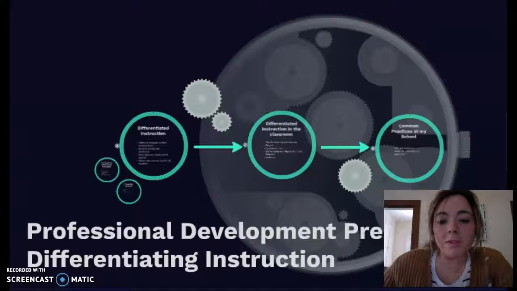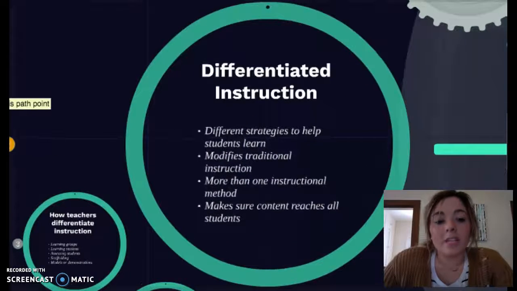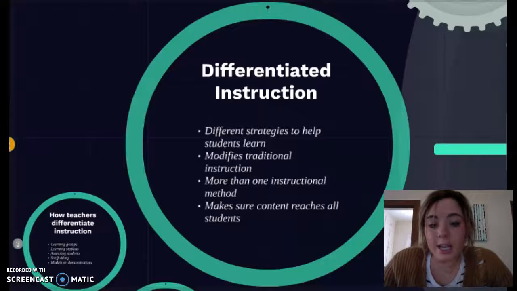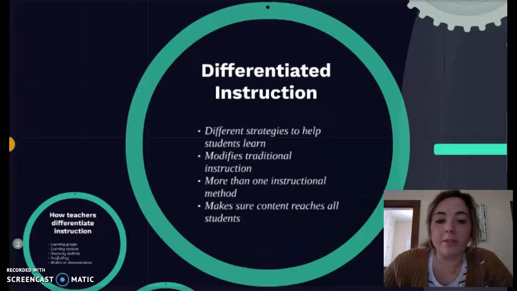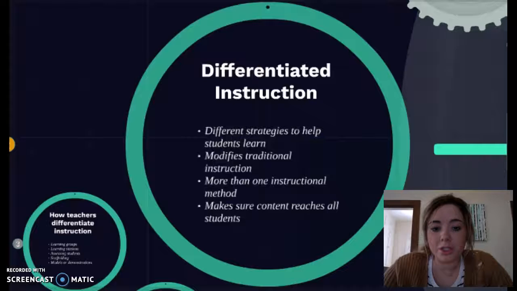This is my professional development presentation over differentiating instruction. Differentiated instruction is ways that are used as different strategies to help students learn. These can be different strategies like hands-on learning, visual learning, and anything other really than a lecture, because that is the traditional instruction. So these are modifications to that traditional instruction.